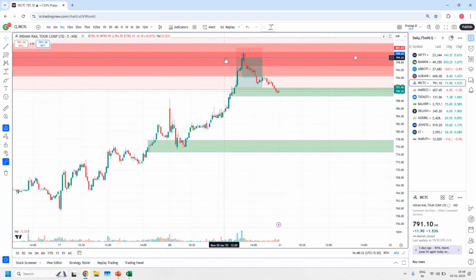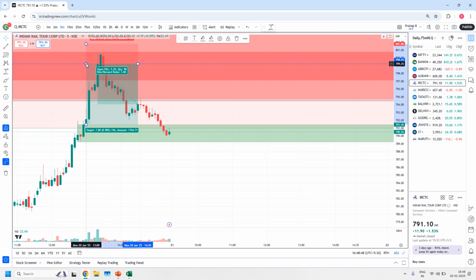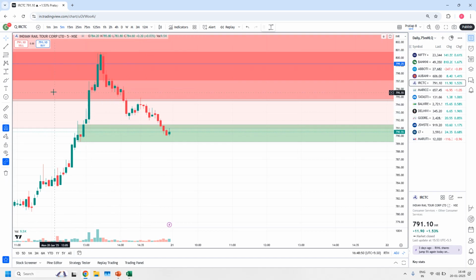See, up to the blue color line I have drawn, I have fine-tuned. That is my entry. Of course, stop buffer is added here. If I take entry at the proximal line, I am not getting the RR. Let me show you. First, let me start the tool, the short position tool from TradingView.